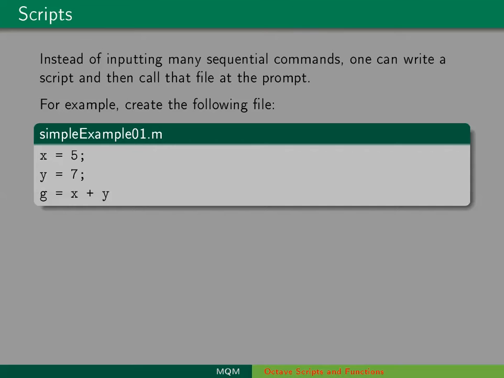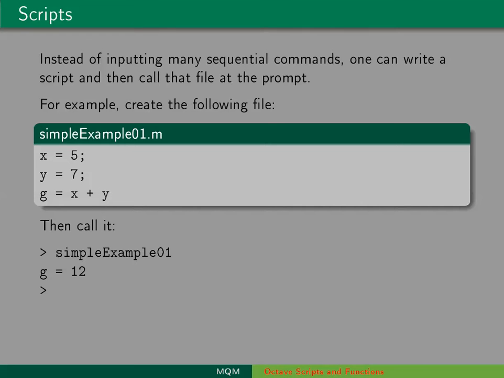Scripts, like I said before, are just a way of executing a series of Octave commands. So instead of having to type in the commands one by one in the Octave window, one can write a script and then call that script at the Octave command prompt. For example, we create this text file called simpleexample01.m, and in it we write 3 lines. So these would be 3 lines that you could write in the Octave command window, but we'll just write them in our script file. So we assign the value 5 to a variable called x, assign the value 7 to a variable called y, and the sum of those two variables is assigned to g.